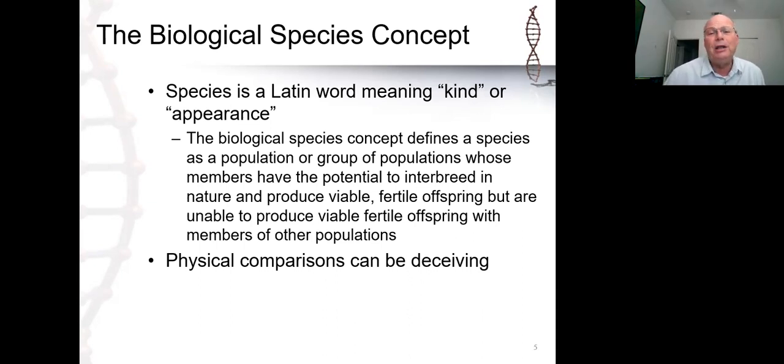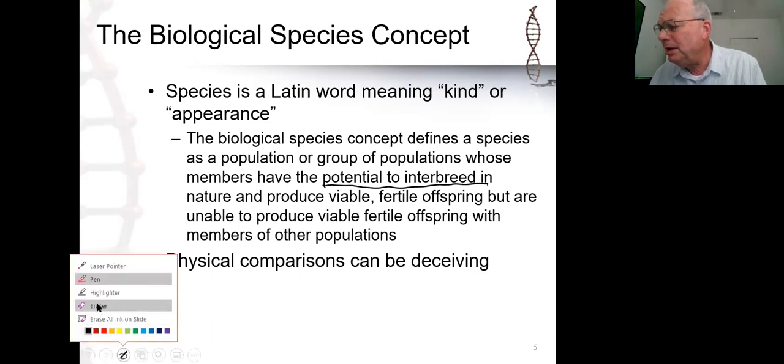And so it says that a biological species is defined as a population or group of populations whose members have the potential to interbreed in nature and produce viable, fertile offspring, but are unable to produce viable, fertile offspring with members of other populations. Now, there's a couple of key phrases in there that we need to pay attention to. So let me fire up my pen and identify for you those key phrases. So one is the potential to interbreed.